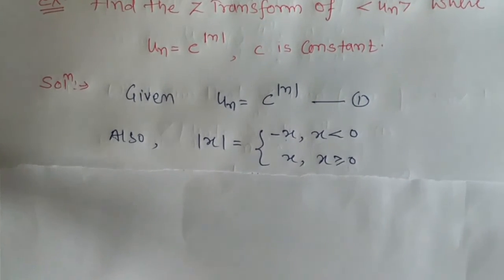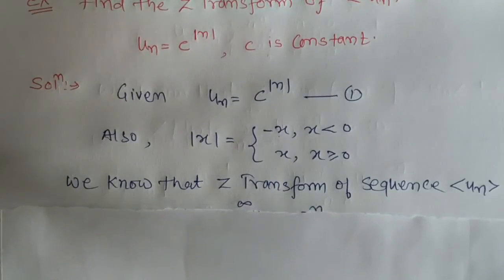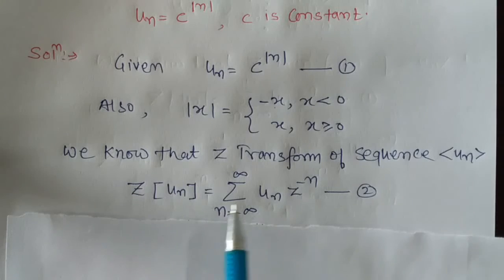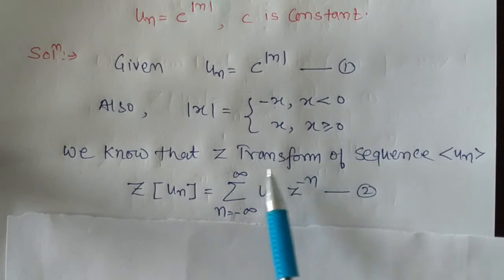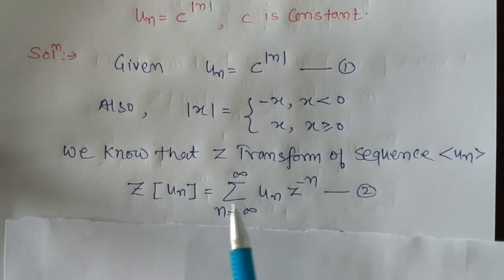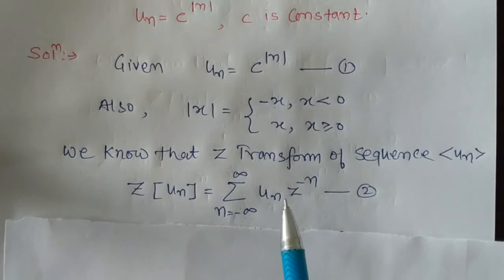Now by definition of z transform, we know that the z transform of the sequence u_n is defined as summation n goes from minus infinity to plus infinity u_n into z^(-n). Now we split this summation in two parts: for the negative range of n, that is n from minus infinity to minus 1, plus for the positive range of n, that is summation n from 0 to infinity.